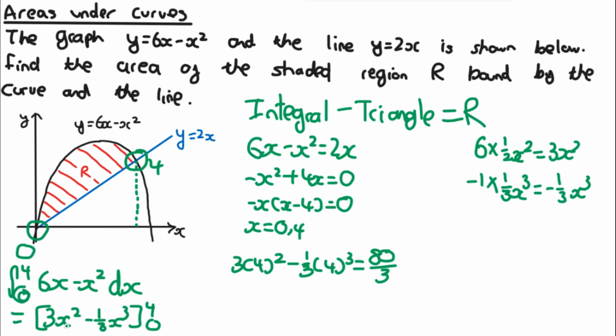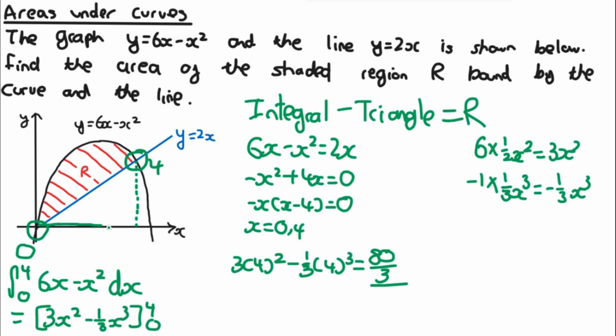And the 0, because there's x in every single term, it's just going to be equal to 0. So this is the integral, 80 over 3. So this is this whole area here. So we have the integral. So now we need to find the area of the triangle.